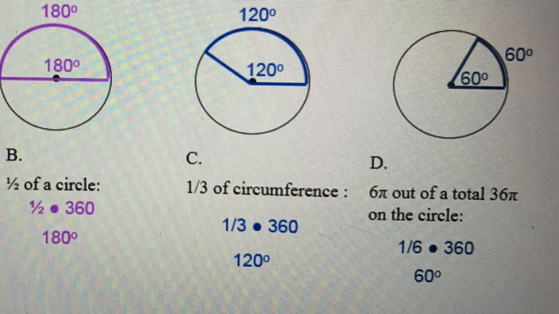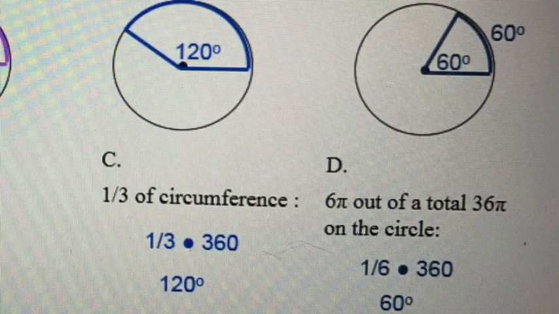Now, let's look at this last one, 6 pi out of 36 pi. Well, if I put 6 pi over 36 pi, it reduces to 1/6 because the pi's cancel out from numerator to denominator, and it gives me 60 degrees.